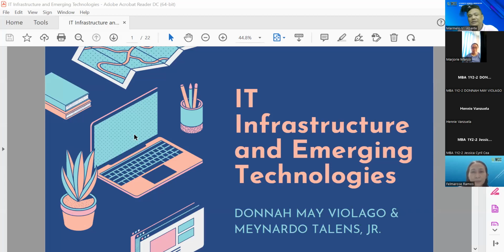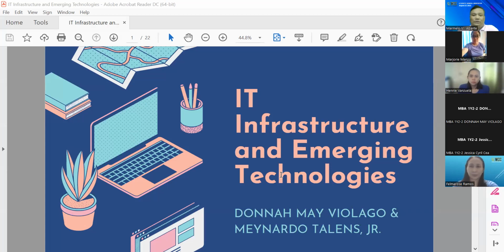So for today, we're going to discuss the IT infrastructure and emerging technologies. Right after this lesson, we will be able to describe the components of IT infrastructure in detail. We will be able to determine the stages and technical factors driving the development of IT infrastructure. Which computer hardware systems are now most in demand, and what are the most current trends in software platforms.